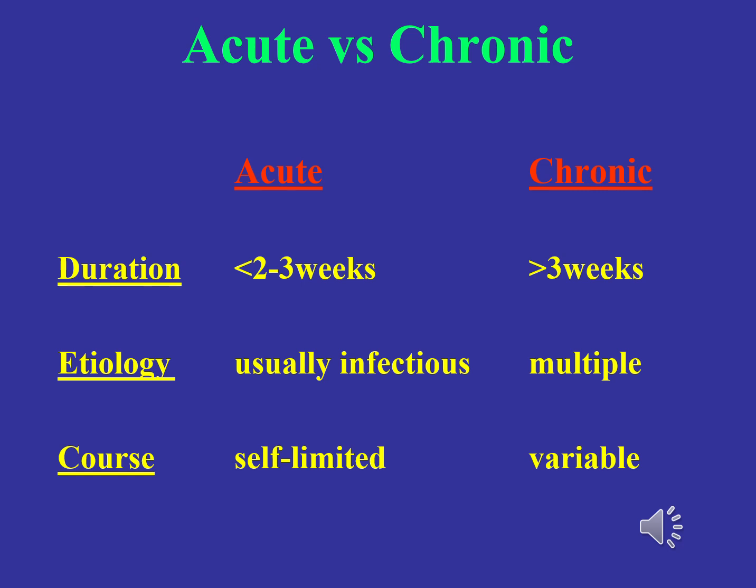Chronic diarrhea has a duration of more than 3 weeks. It requires investigations, and there are multiple etiologies. The course may be variable. The diarrhea may improve for a while, or may get worse, or it may stop and come again.